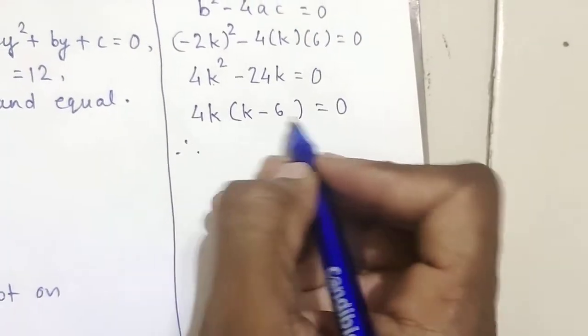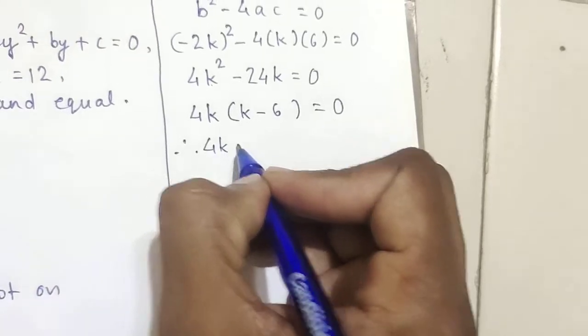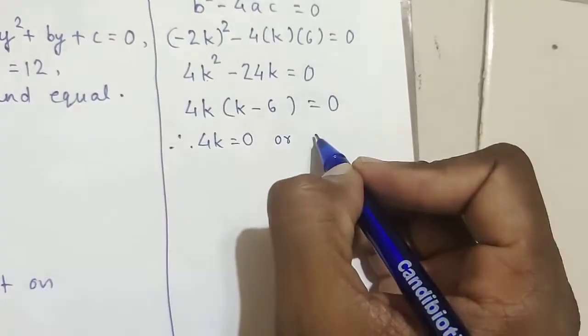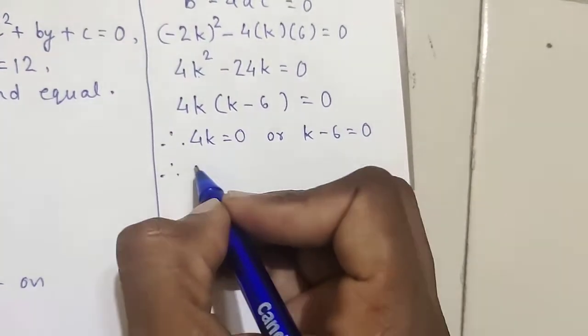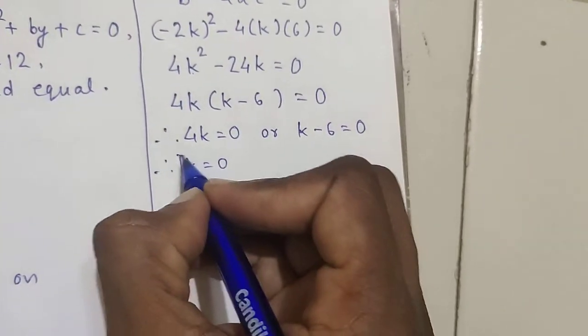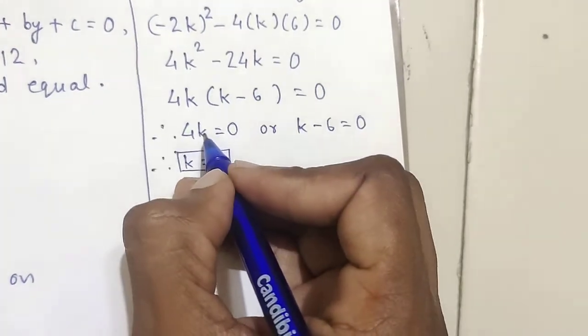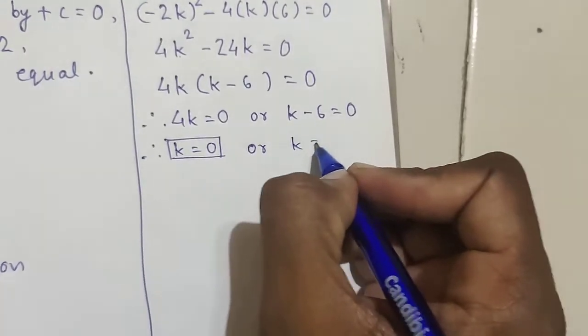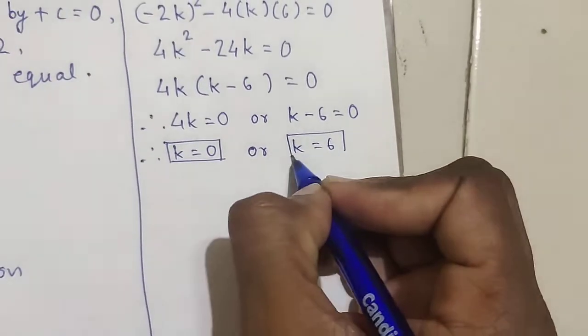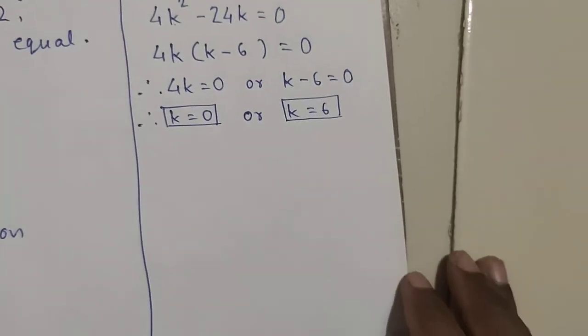Now see, this is a multiplication, so either 4k is 0 or k minus 6 is 0. Now see, 4k equals 0 means your k should be 0, because 4 cannot be 0, so 4 into 0 is 0, so k equals 0. And here you are going to get k value 6.